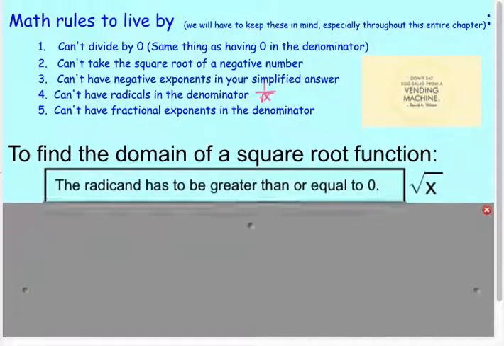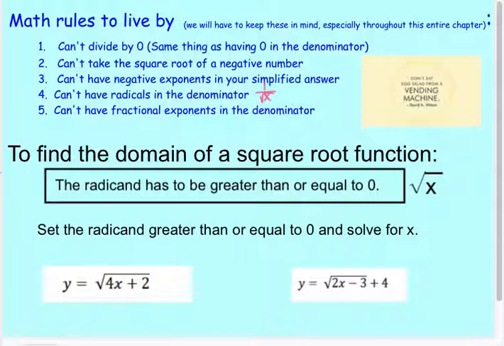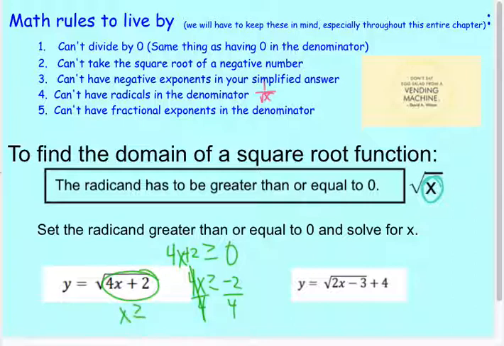So what we're going to talk about here is how to find the domain of a square root function. The radicand has to be greater than or equal to 0. So this is what I was talking to you about. What's underneath the square root sign, the radicand, has to be greater than or equal to 0. So in order to find the domain, I would say 4x plus 2 has to be greater than or equal to 0. So I would subtract 2, so I have -2, divide by 4. So my domain in this case is that x is greater than or equal to -2 over 4, which is -1/2. That is my domain.